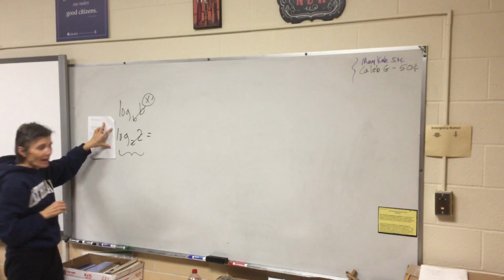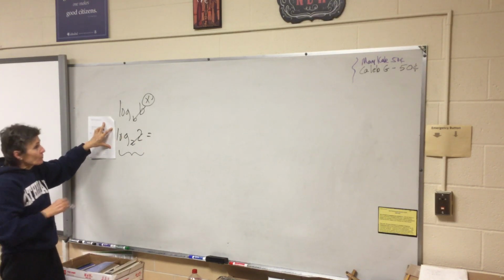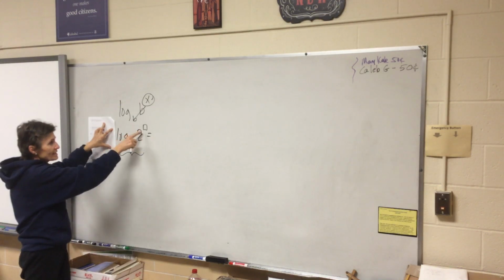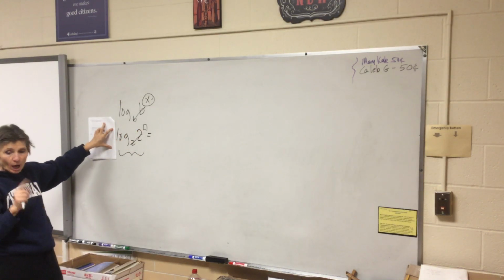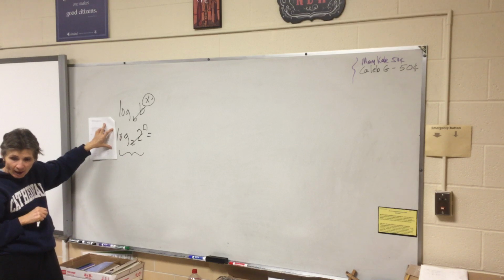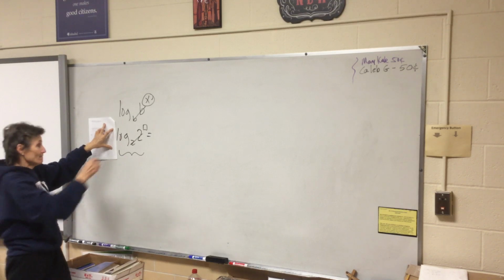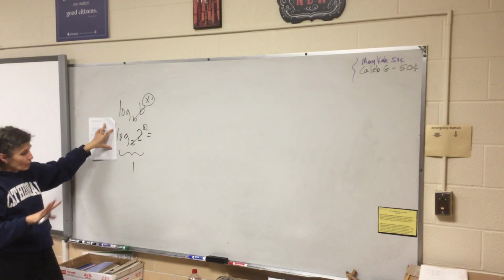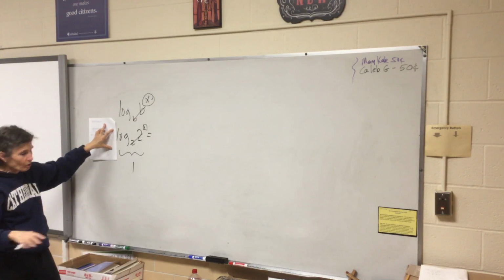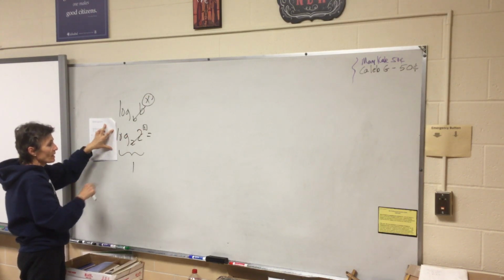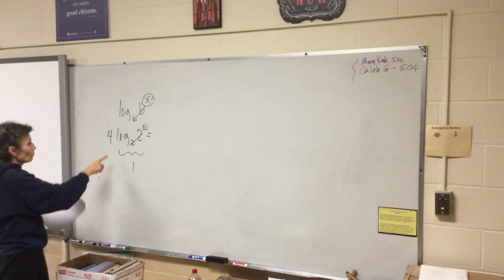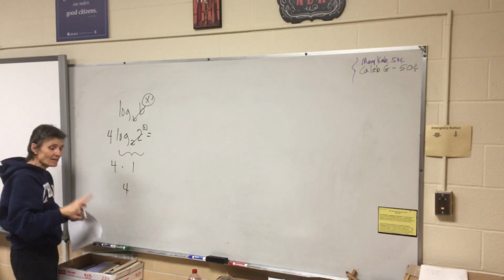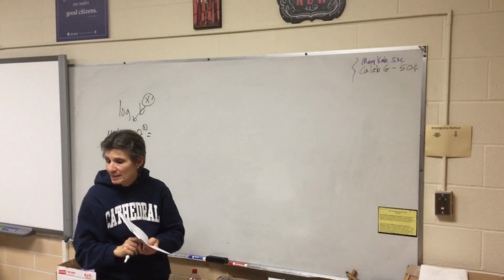Notice these match. So the answer is the exponent right here, but I don't see an exponent. What is the understood exponent in that spot? 1. So the answer to this is 1. You don't need a calculator. You don't need to show any work. The answer to this is 1. But we were multiplying the problem by 4, so the final answer of the problem is 4.